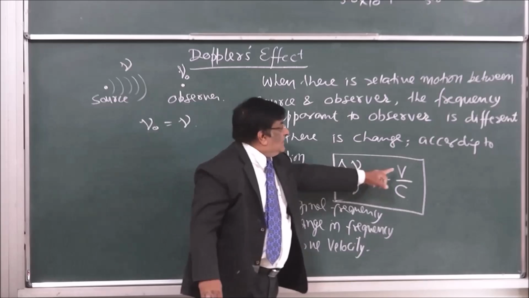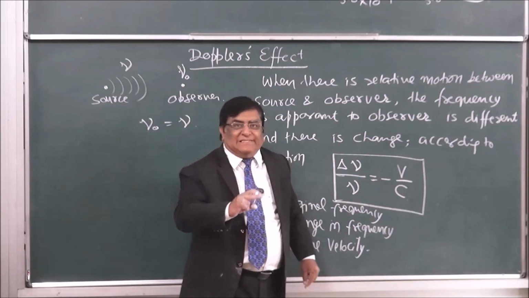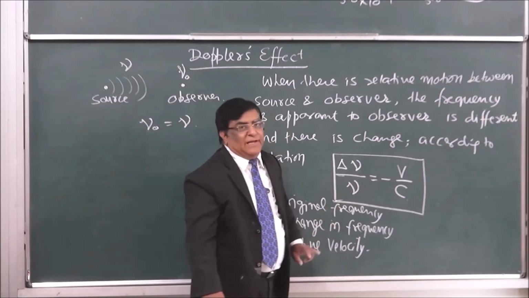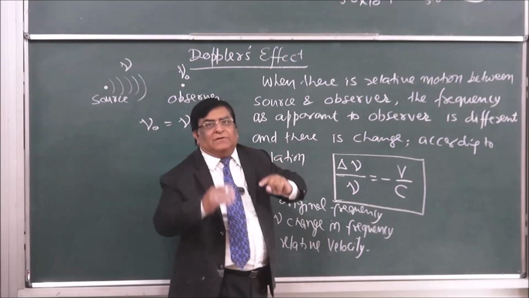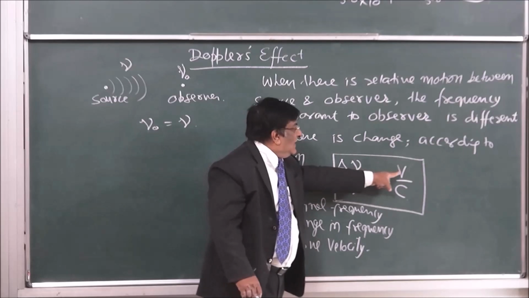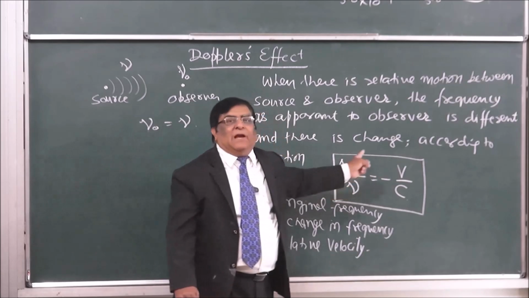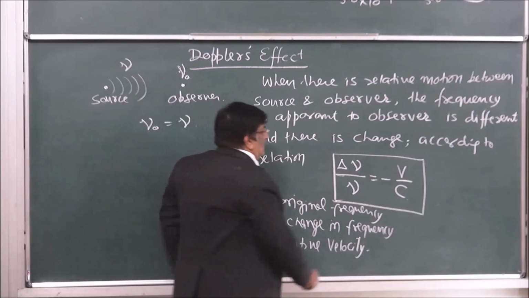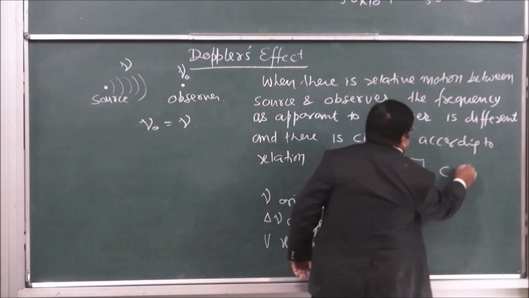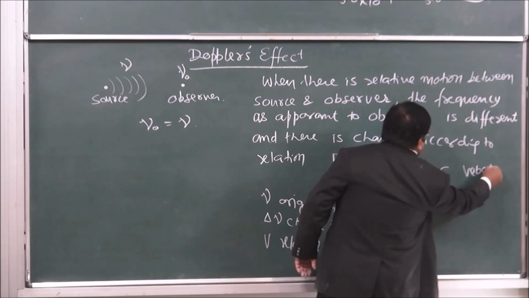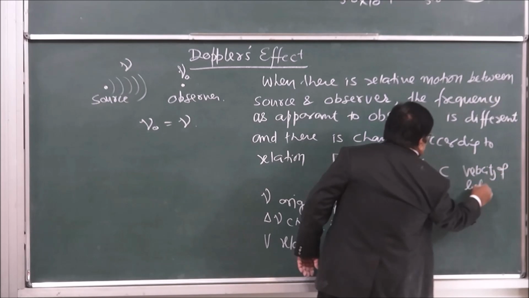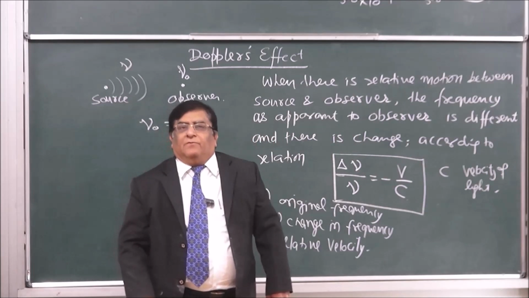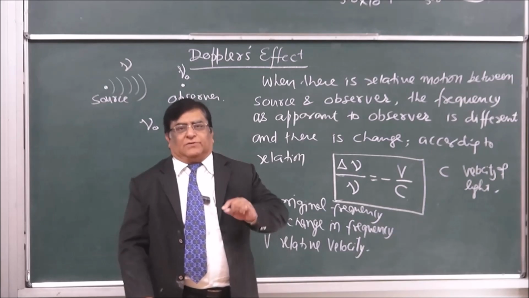So, if the relative velocity is positive, the frequency decrease. Velocity positive, frequency decrease. That is given by minus. If relative velocity is negative, then frequency increase. If this is negative, then minus into minus plus, delta nu is positive. So, this is relation. And what is C? Velocity of light. A small condition in this is that velocity should be very much less than the velocity of light.